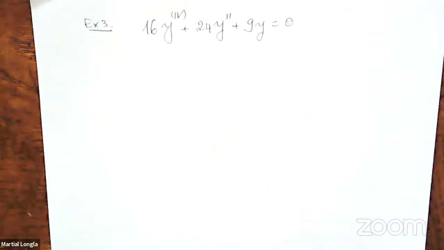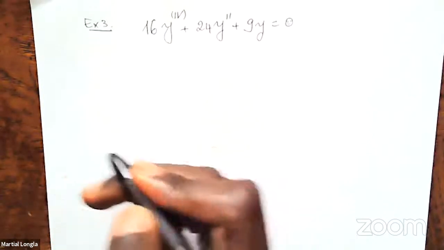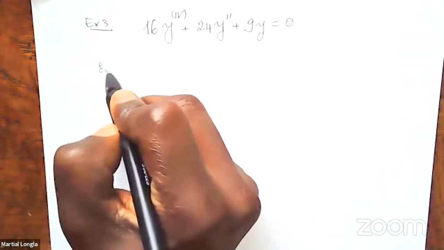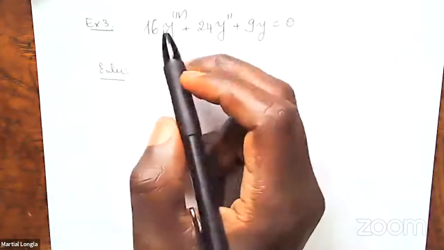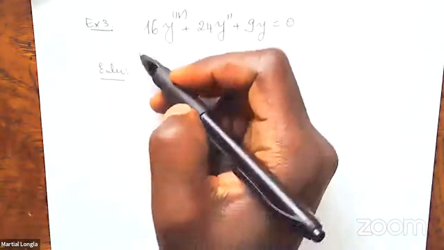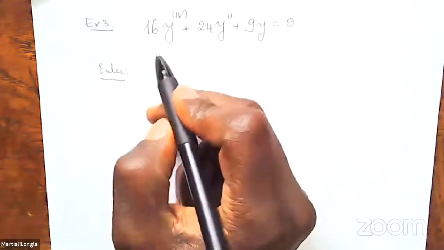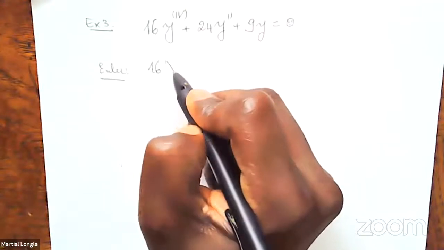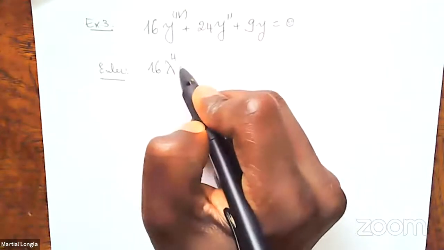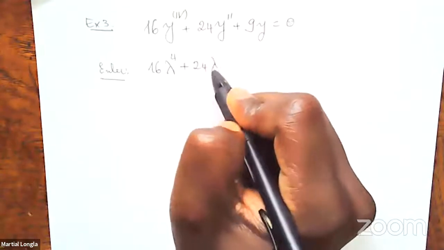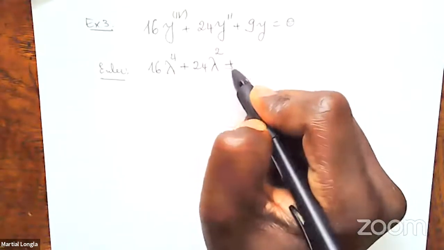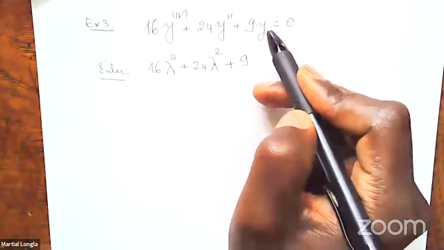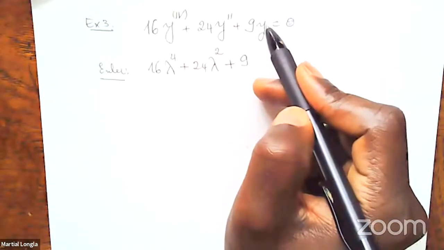All right, so I let you guys look at this. 5 minutes, write down the Euler equation. Let us first write the Euler equation together so that you guys just take time to solve it. So what's the Euler equation here? Dakota? 16 lambda to the fourth. Yep. Plus 24 lambda squared. Yep. Plus 9, or just 9 because you don't have a derivative here, right?